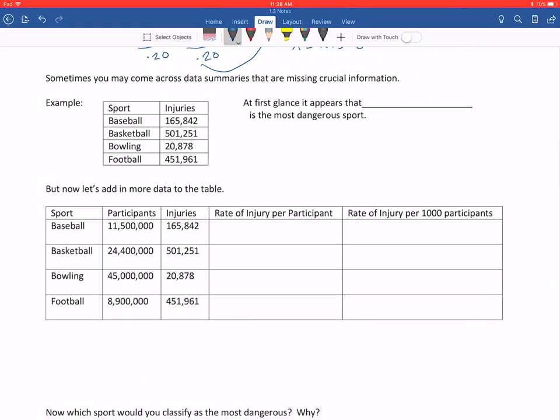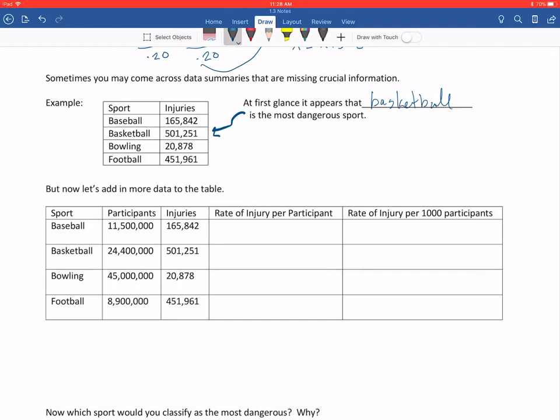Sometimes you may come across data summaries that are missing crucial information. So here's an example. We've got sports and we have injuries. So we've got baseball, basketball, bowling, and football, and we have the amount of injuries that have been recorded. At first glance, it appears to me that basketball is the most dangerous. It's got the higher number of injuries.